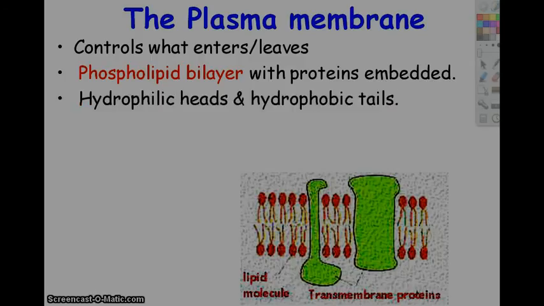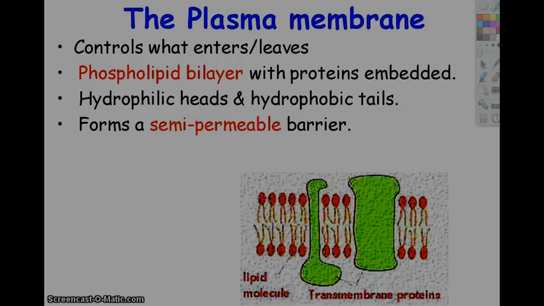So the heads, the phosphate parts, are hydrophilic. They like water, which makes sense because, of course, we all learned biochemistry last chapter, and phosphate is PO4, and it's got all these negative charges, and charged things dissolve well in water. So the heads are hydrophilic. The fatty acid tails are hydrophobic. They don't like water. So this is what's going to prevent certain things from just passing through the membrane. It's going to maintain a barrier. We say it's selectively permeable or semi-permeable.